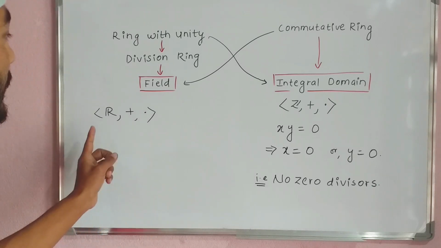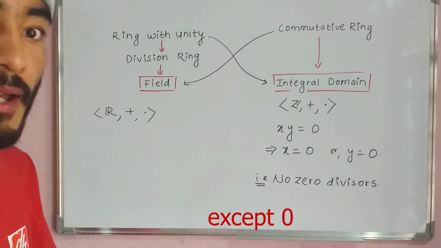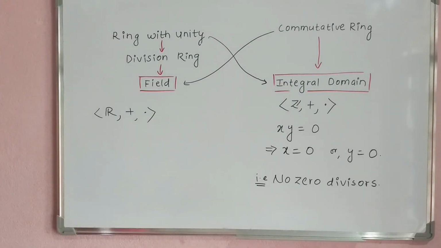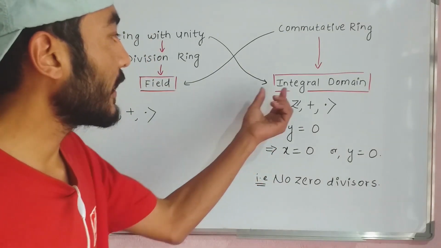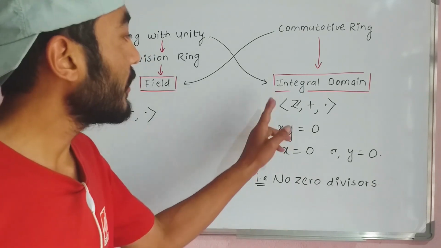Now the ring of real numbers. It has 1 as multiplicative identity. All real numbers have multiplicative inverses, and the multiplication is commutative in real numbers. So the ring of real numbers is a field. Whereas the ring of integers is an integral domain. In fact, the name integral domain is derived from the name integer.